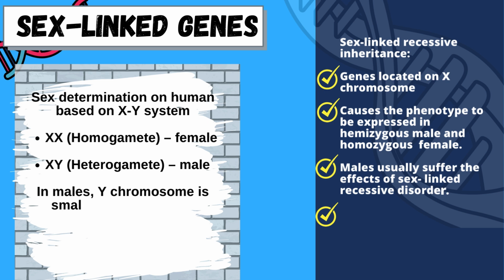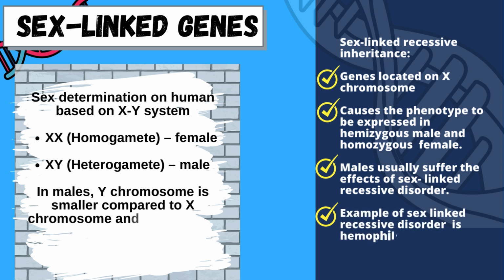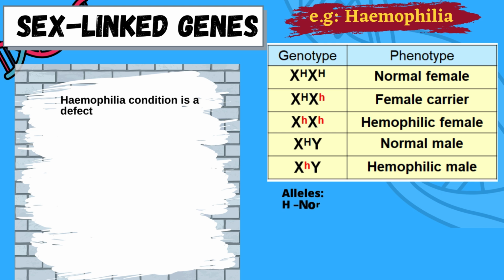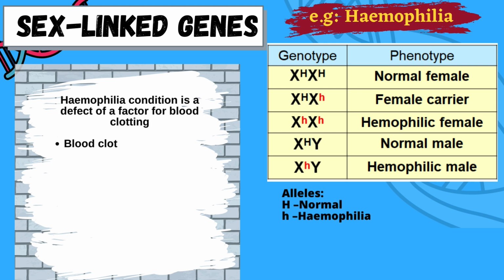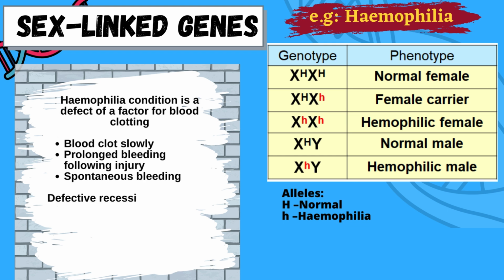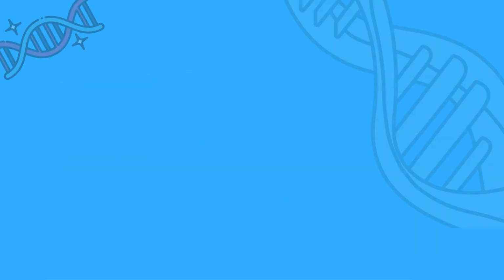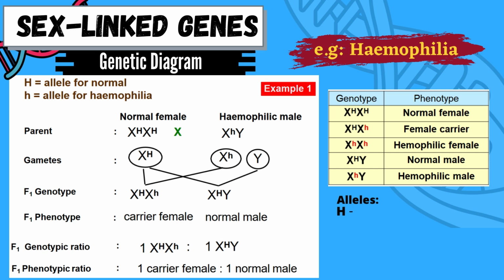In males, the Y chromosome is smaller compared to the X chromosome and carries only a few genes. Males usually suffer the effects of sex-linked recessive disorder. Examples of sex-linked recessive disorder are hemophilia and colorblindness. The defective recessive allele of the gene that controls the factor is located on the X chromosome but not on the Y chromosome. That's why males have a higher chance to be hemophilic than females.